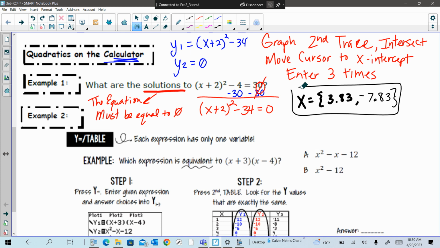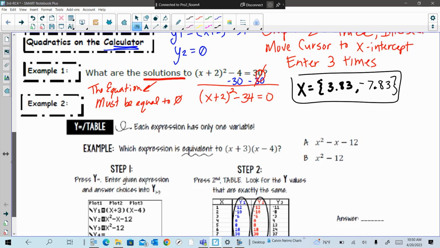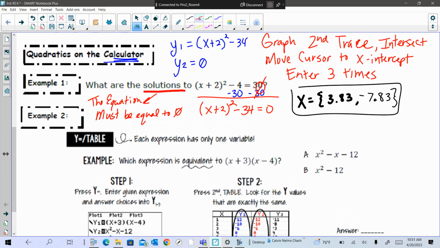Yeah, I know example 2 kind of got cut off, but this is just showing you how to find an answer if they give you an answer choice. Because they underline this word, which expression is equivalent, that means basically we're looking for same answers or same values or same numbers. If it's equivalent, it's the same.